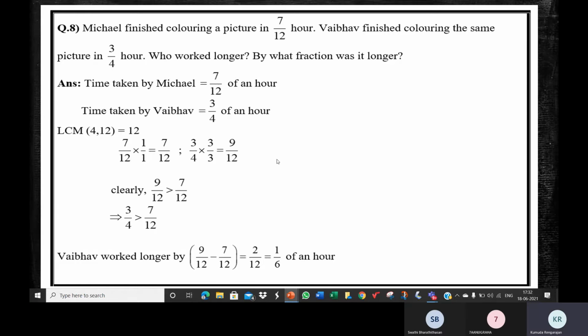I'll just wait for about 3 minutes to read the question. Just see the answer for yourself. Read the question, children, for yourself.